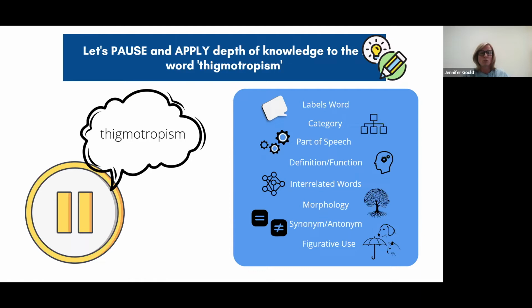Some of the interrelated words were growing, plants, stimuli, or directional. And then the morphology really adds to my understanding of the word. Thig means touch, tropos means turning. So again, the turning or bending of a plant in response to a touch stimulus. And then there were a few synonyms and antonyms within the field of biology.